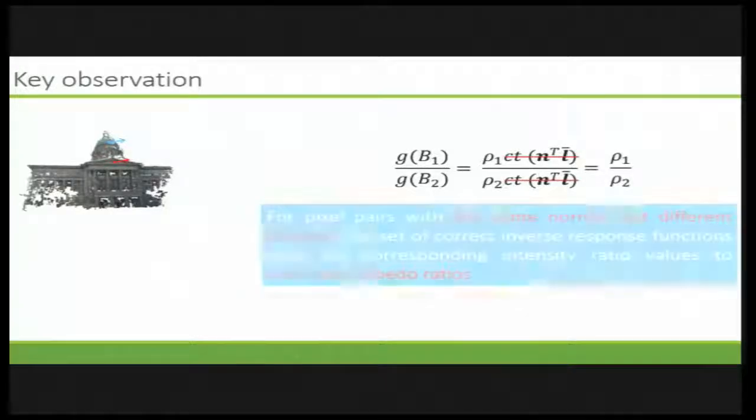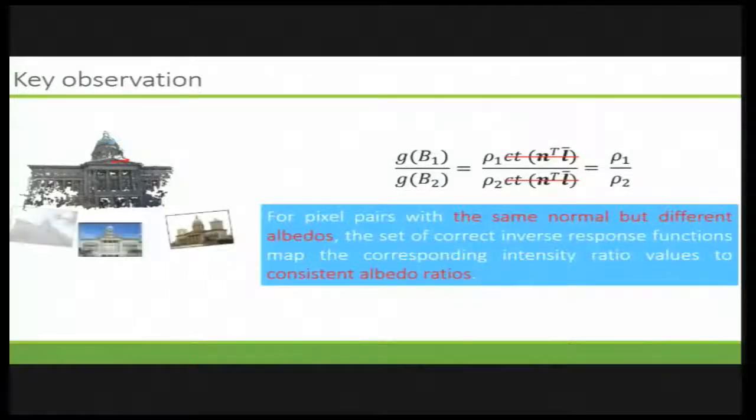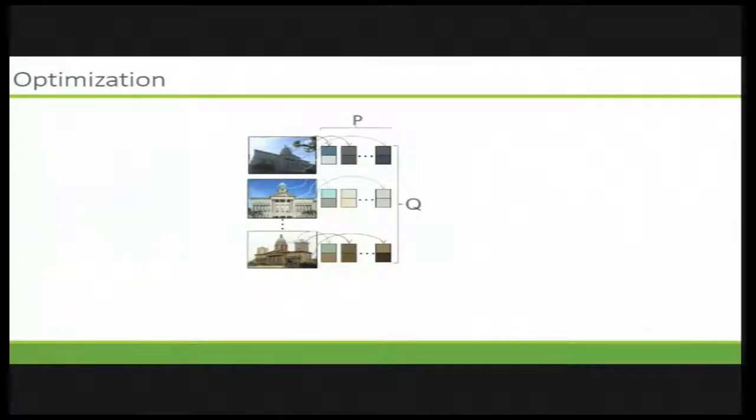First is our key observation. We found that for pixel pairs with the same normal but different albedos, their irradiance ratio is only related to the albedo ratio. So to find the correspondence, we project from 3D points to 2D images using structure from motion and multi-view stereo techniques. So suppose that we can find sufficiently many such pixel pairs. Like here, we use P pixel pairs in Q images, for example.